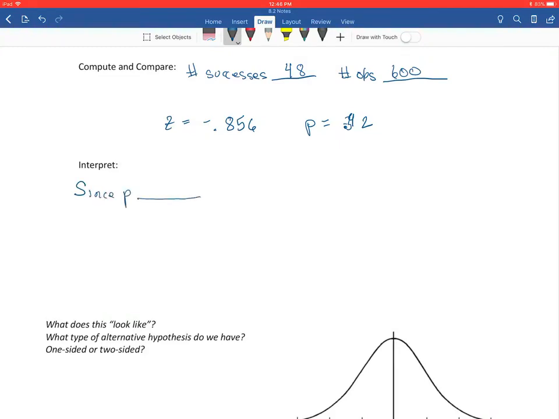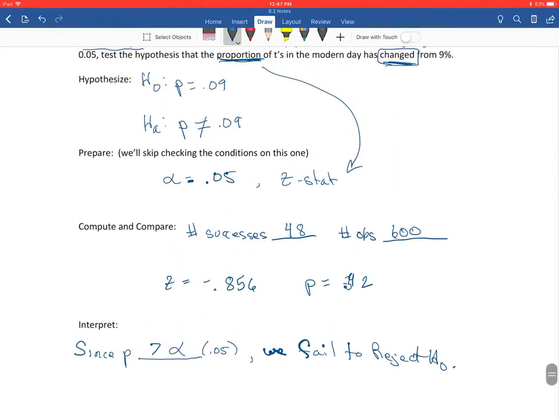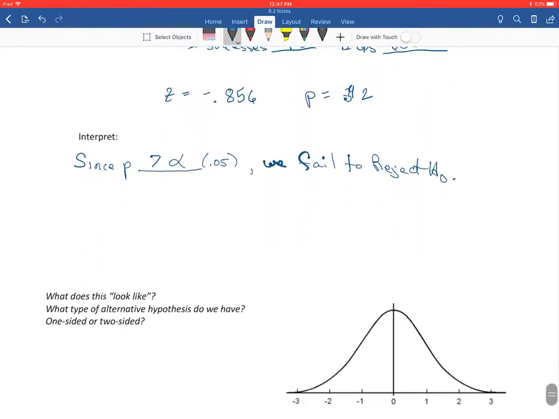Okay, for our interpret, since P, so this is different. We haven't seen this one before. This time P came back bigger than alpha, right? It's 0.392. That's much bigger than 0.05. When it comes out larger, we have to use the longer sentence. So we say here, we fail to reject the null. I have failed to show enough evidence to overturn this. So I cannot go with this one. I have to stick with this.